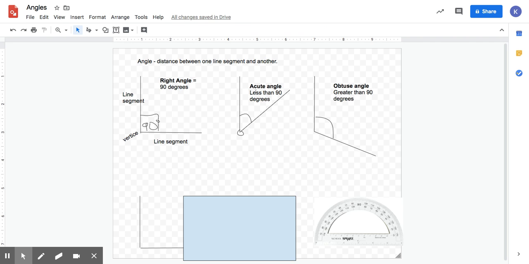Right angles equal 90 degrees, just like the corner of a square or a rectangle. This rectangle has 4 90-degree angles or right angles. An acute angle is less than 90 degrees, and an obtuse angle is greater than 90 degrees. So remember all that, and I'm going to have you do a few practice activities just identifying types of angles before I get you into looking at them in triangles.